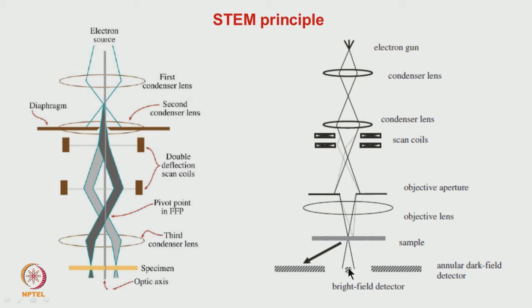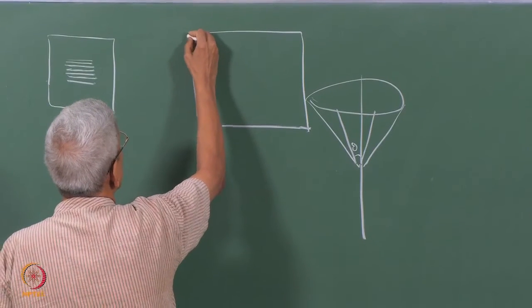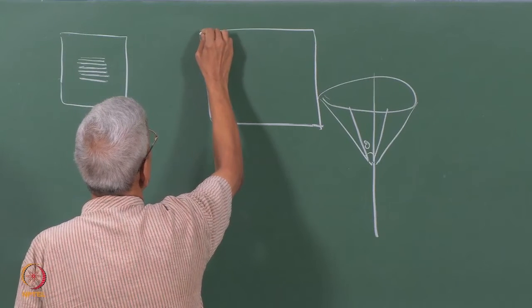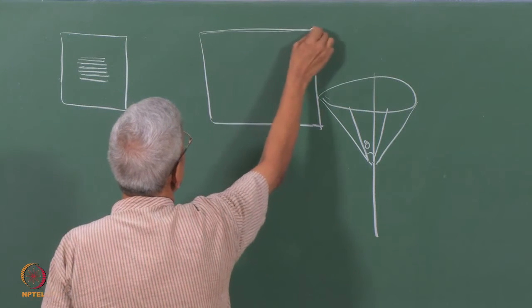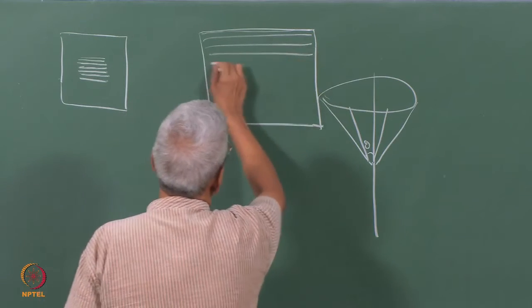So if we allow this information to go to the grid of a TV screen, if we give it the current which has been collected, then what is essentially going to happen is that there will be a variation in intensity, and this will give rise to a contrast on the screen.